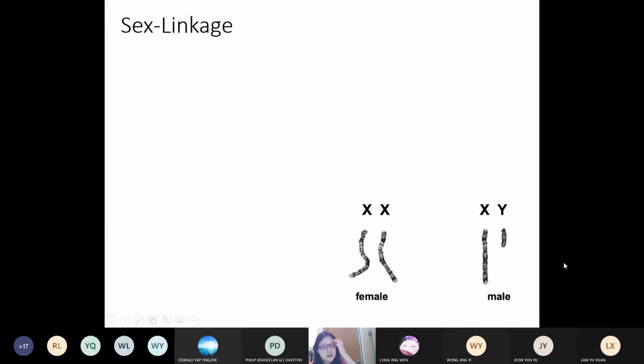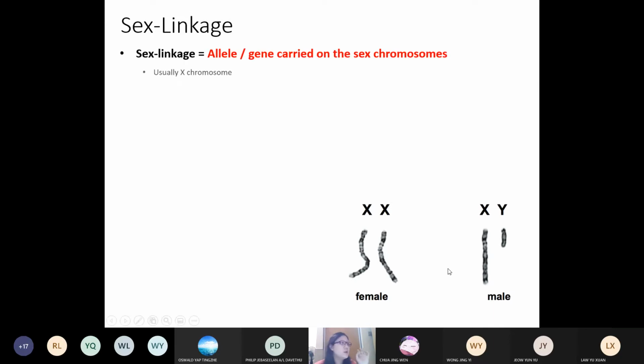Okay, let's talk about sex linked. We learned monohybrid, we learned dihybrid. This is different, but some of the same rules apply. Why is sex linked different? Because the allele or gene is carried on a sex chromosome, usually on the X chromosome only, not the Y.